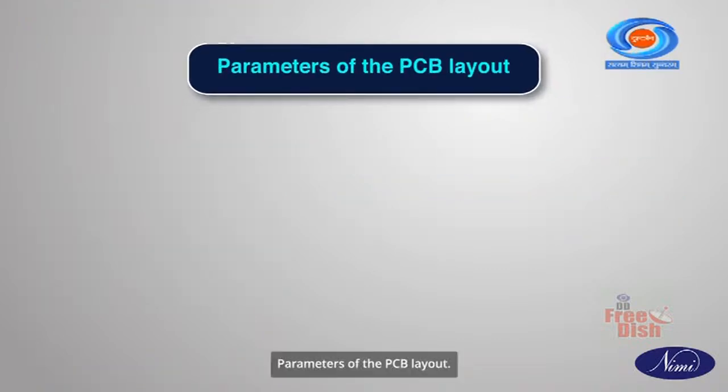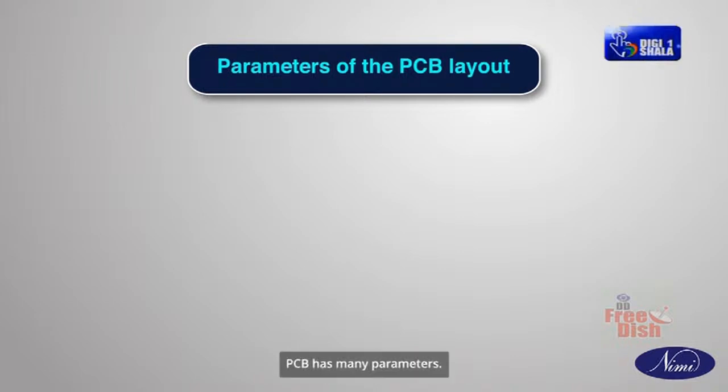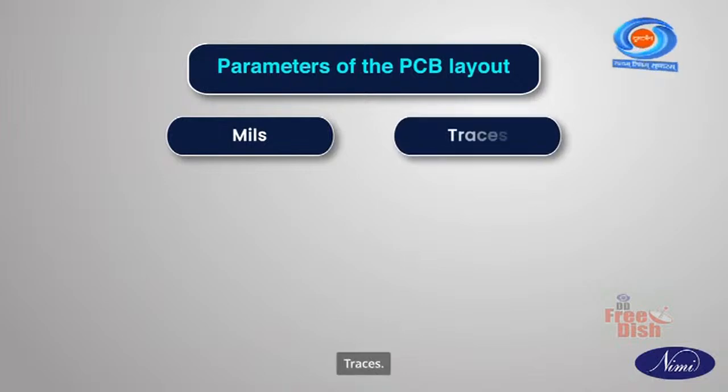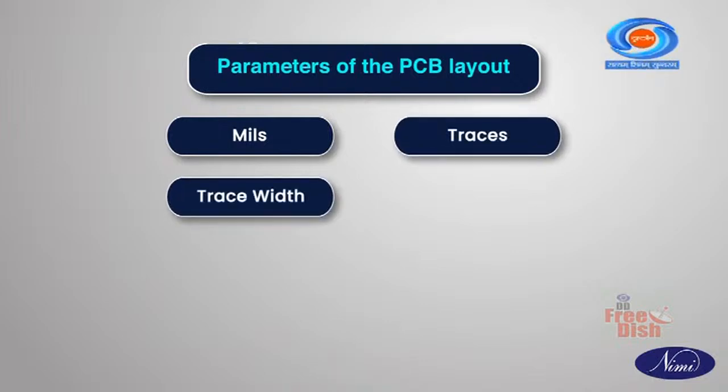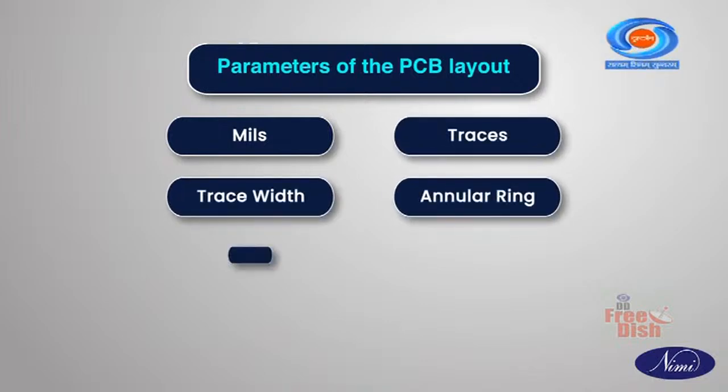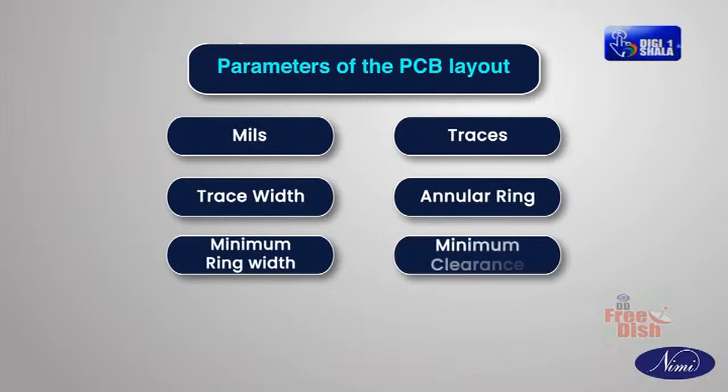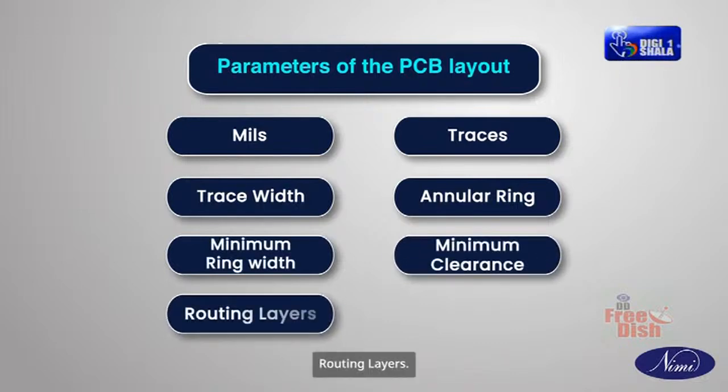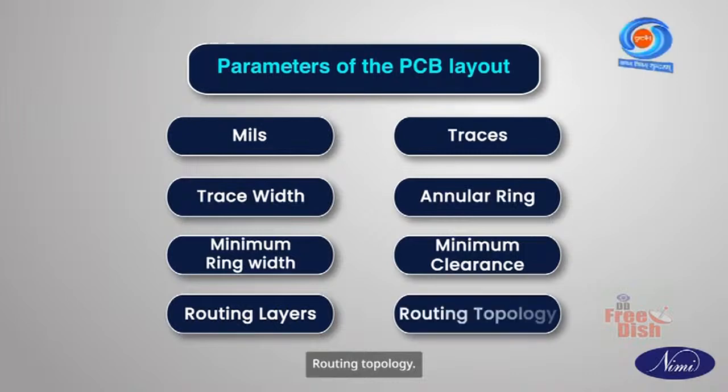Parameters of the PCB layout. PCB has many parameters. They are mils, traces, trace width, annular ring, minimum ring width, minimum clearance, routing layers, and routing topology.